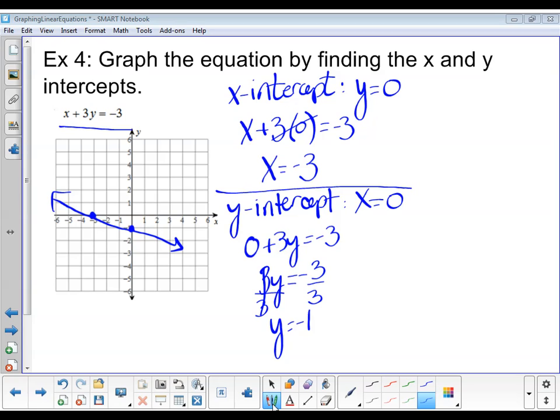This, again, is useful whenever your intercepts are integers. It's not always going to be the best way, especially if you end up with fractions in your answers.